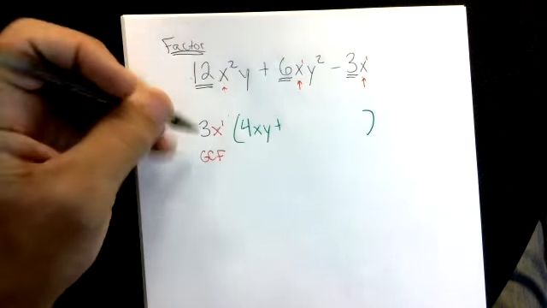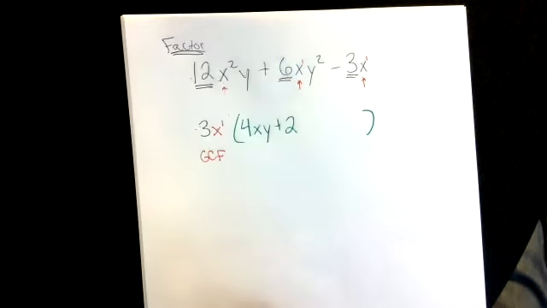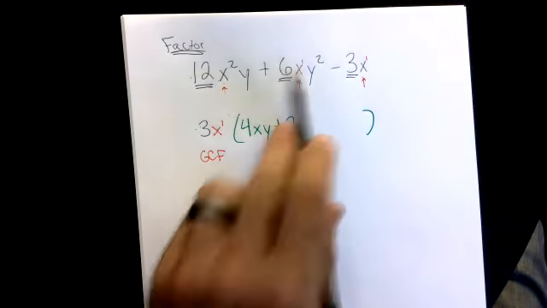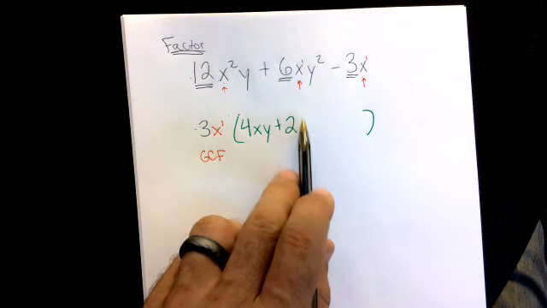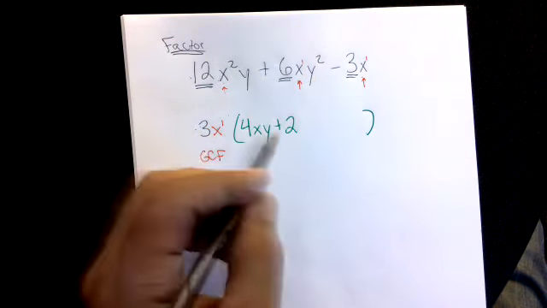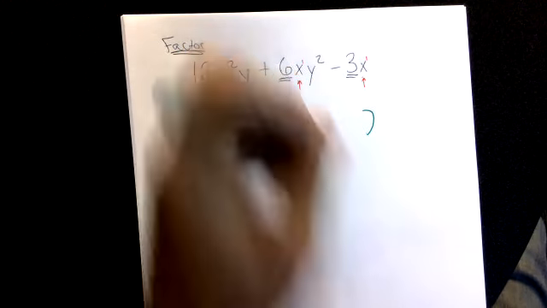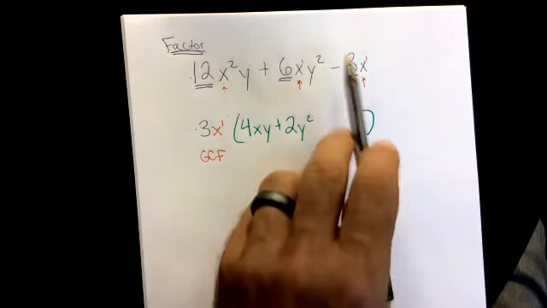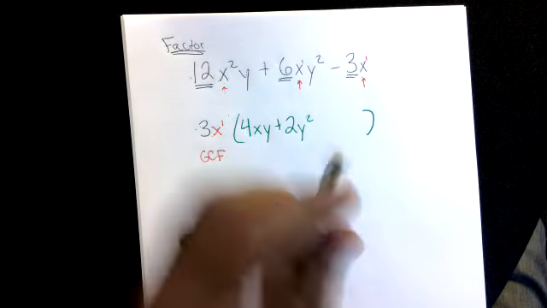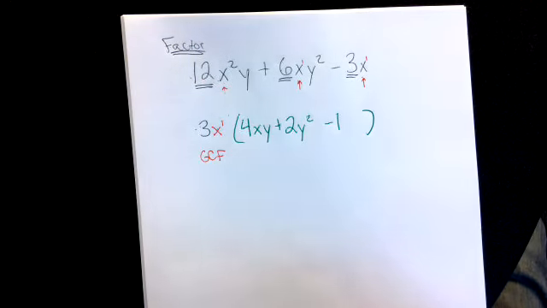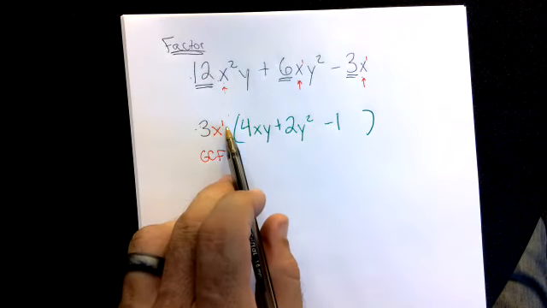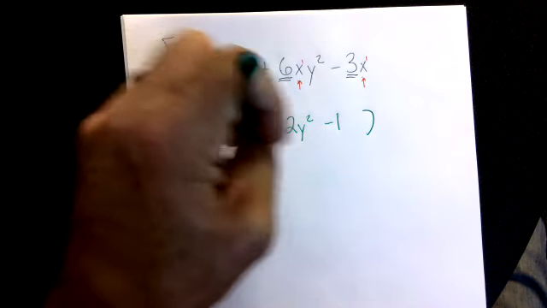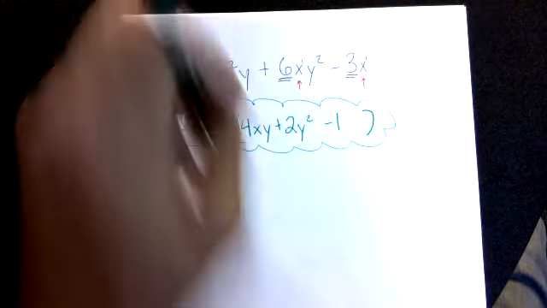Okay, 6 divided by 3 is 2. If we're dividing, we subtract our exponents. 1 minus 1 is 0. We don't need to write x to the 0. Y squared doesn't have anything to come off of, so it stays there. -3 divided by 3 is -1. Again, subtract your exponents. 1 minus 1 is 0. We don't need to write x to the 0 power. So this is the factored form.